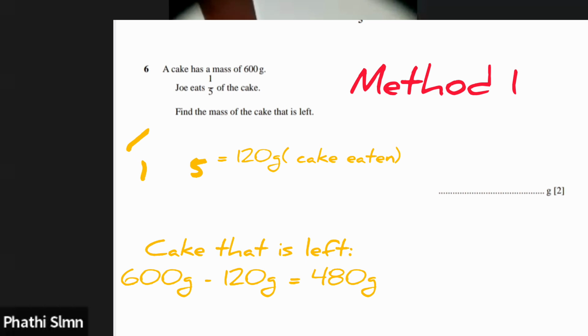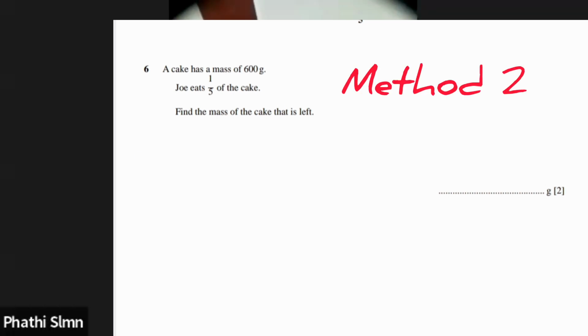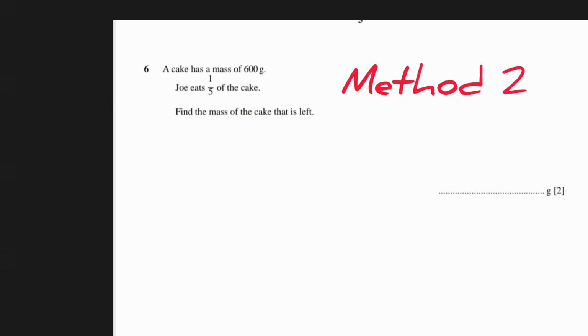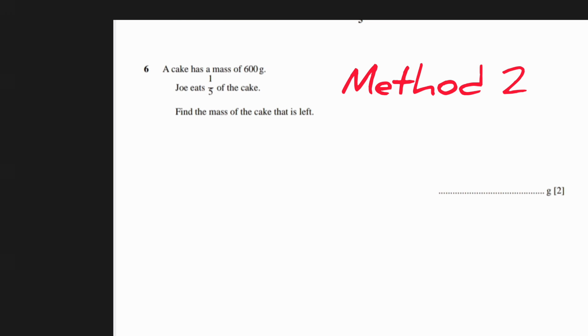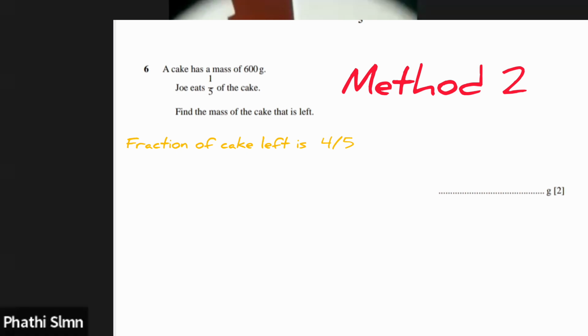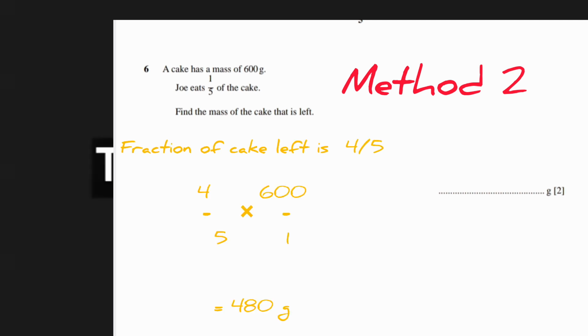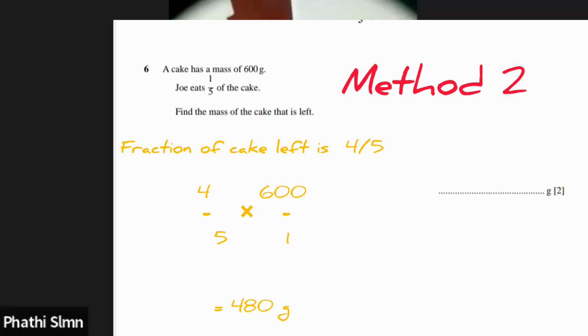And there's another method of calculating straight away to get the amount of cake left. Do you know how we do it? Remember, we are only told that Joe ate a fifth of the cake. So then it means automatically the fraction left is 4/5. So we'll know that the cake left is 4/5 of our 600.